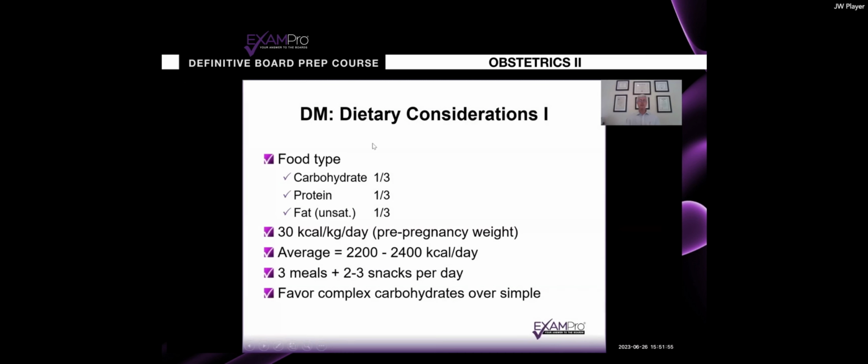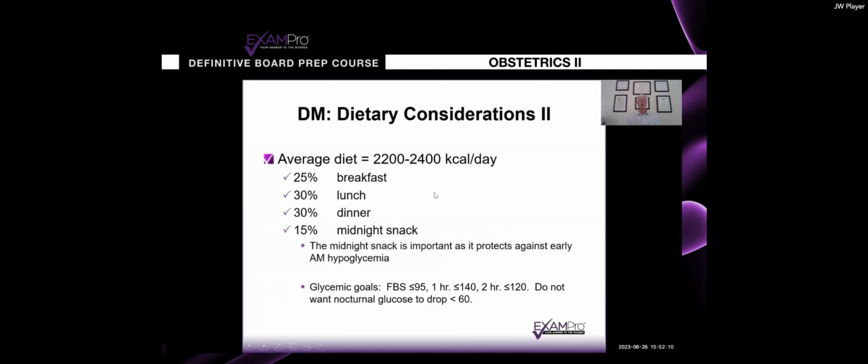The next step is, well, so tell me, doctor, how do you manage your diabetic in pregnancy? So we would start just by talking with the basic diabetic diet, carbs, proteins, and fat, 1/3, 1/3, 1/3, and you're looking for 2,200, 2,400 calories a day with complex carbs being preferable. How do we divide that up?